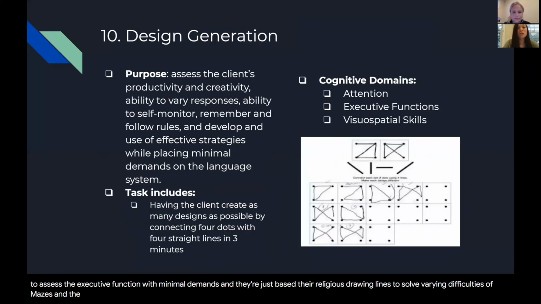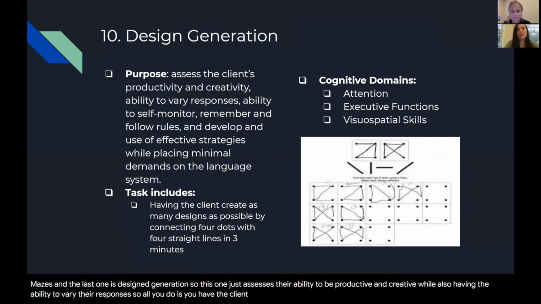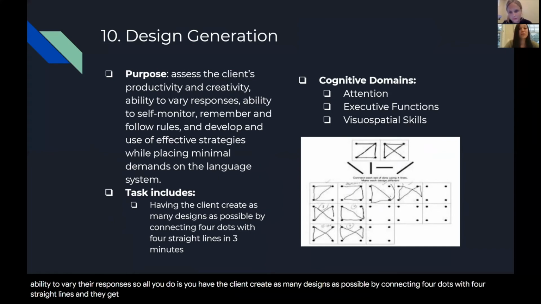And the last one is design generation. So this one assesses their ability to be productive and creative while also having the ability to vary their responses. So all you do is you have the client create as many designs as possible by connecting 4 dots with 4 straight lines, and they get 3 minutes.